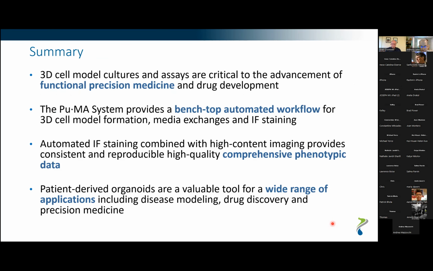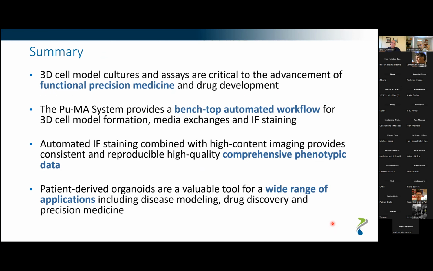So as a summary, I hope the 3D cell models I've shown convince people that they are really critical to the advancement of functional precision medicine and drug development. What we've done at my company is develop this benchtop system for automating some of the standard methods used and improving the efficiency of those, using 3D cell models to do media exchanges, immunofluorescence staining, supernatant collection, and secretion analysis.